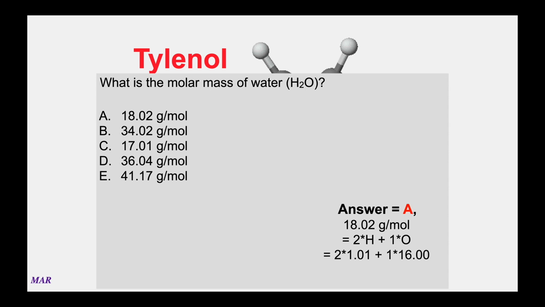And again, you can go out more sig figs if you want, 18.015. You could also go less sig figs, like 18.0 would be 3 sig figs. But usually, like I said, to the hundredth, you'll be good to go. So 18.02 is what I use most of the time.